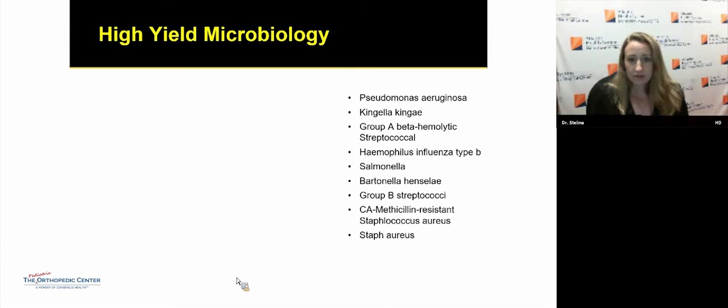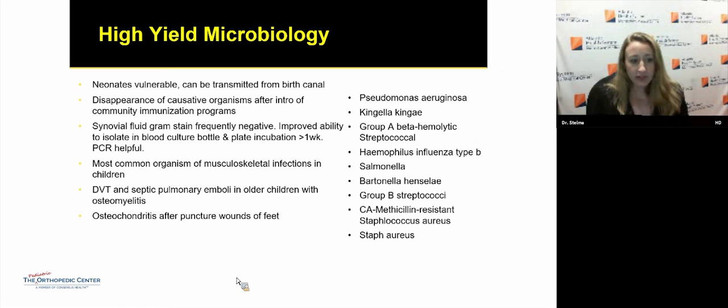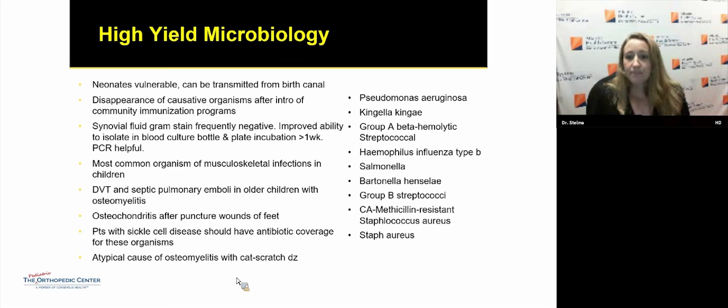All right, just kind of wrapping up with a few things. So there are particular microbiology organisms that are more likely in certain settings, so based on age group and location of the infection. And remember that neonates are particularly vulnerable, and they can get that group B strep.